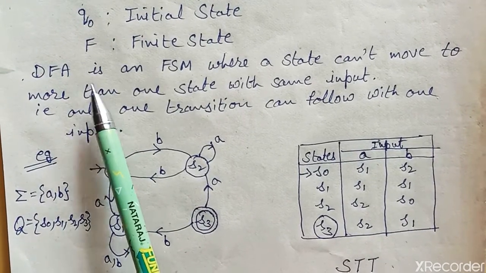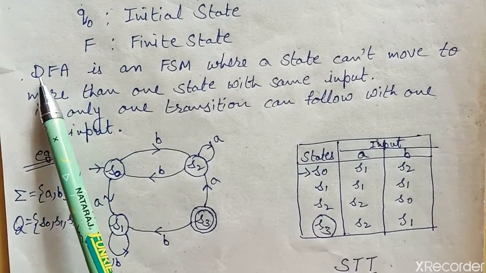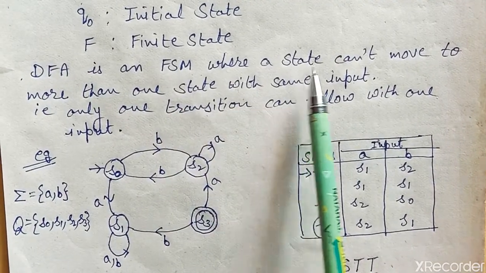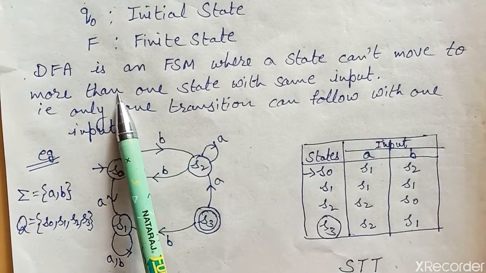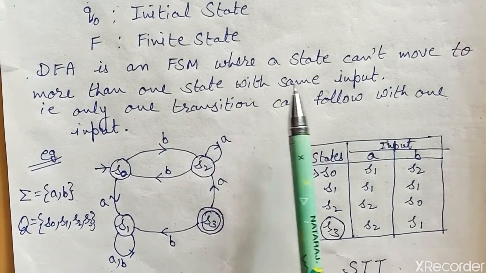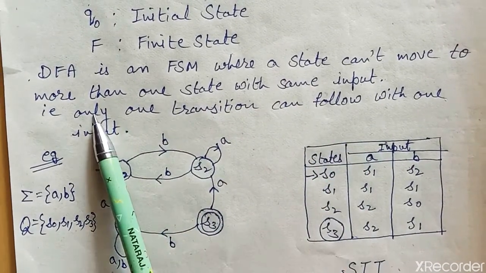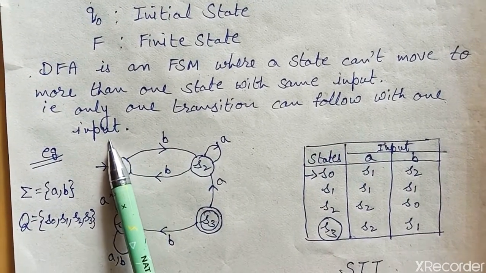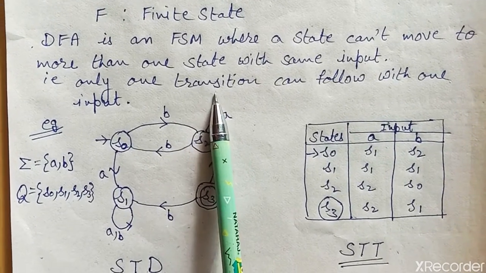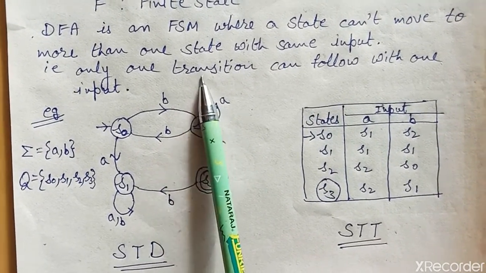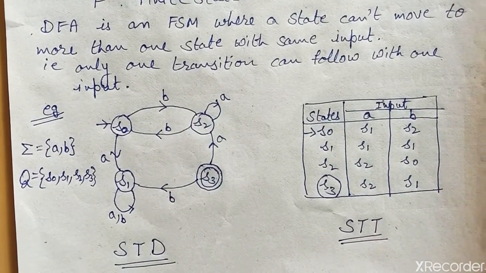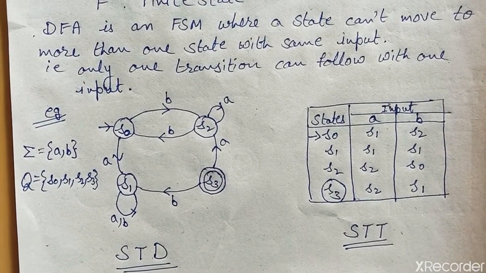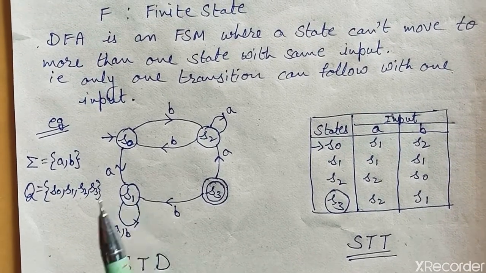So now this is very important, and DFA is a finite state machine where a state cannot move to more than one state with same input. That is, only one transition can follow with same input. What does it mean? It means a single state cannot move to more than one state with the same input. So you can understand this by an example.